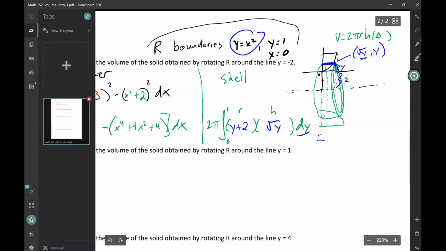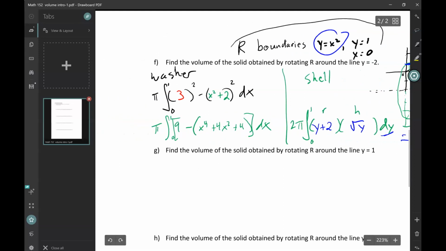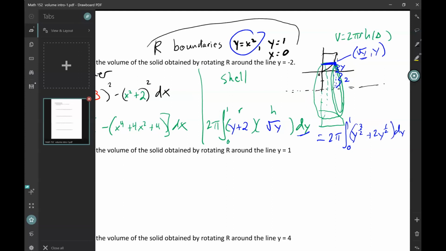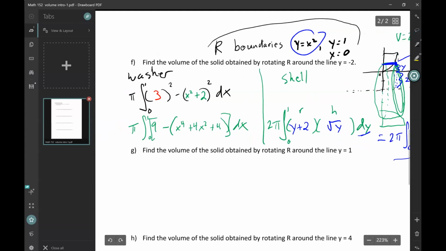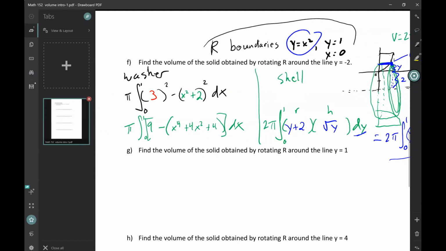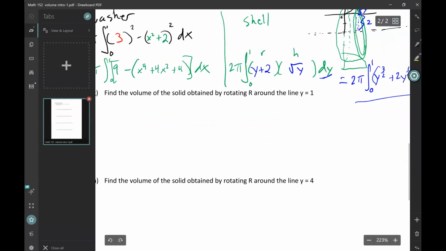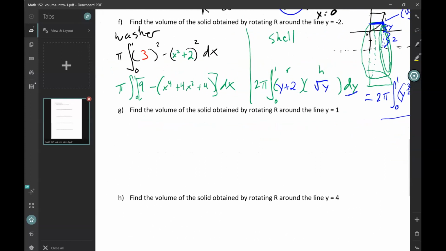So you can see the two integrals that we come up with. That would be y times the square root of y, which would be y to the 3/2 power, plus 2y to the 1/2 power, all dy. Notice both these integrals are pretty doable. This one probably is a little bit easier, just because there's less things, but both of them are just a power rule, so it's not a big deal. All right, so that's washer method and shell method.